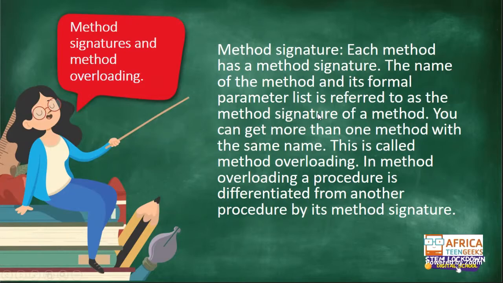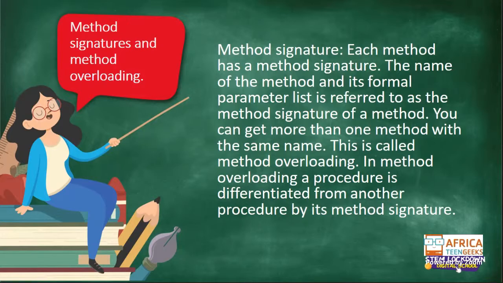Now, why is that important? Well, you can get more than one method with the same name. Think about the INC procedure. This is called method overloading, and it's not a bad thing, it's a good thing. In method overloading, a procedure is differentiated. In other words, Delphi knows which one you are calling from another procedure by its method signature. Now, the 2 INC variations: the one method signature is INC with 1 parameter, and the variation to the first one is INC with 2 parameters.